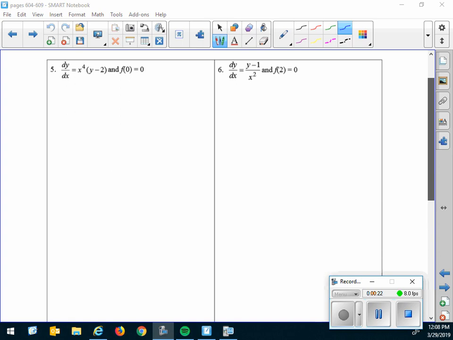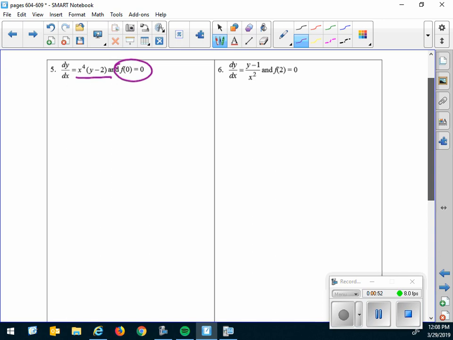Now, remember, a differential equation just means it's a derivative. That's what a differential equation is. Separable means we can separate the parts. We can get the y's and dy together on one side and the x's and dx together on the other side. And we're trying to find the function whose derivative is this and has this point on it. And remember, that's called an initial condition.